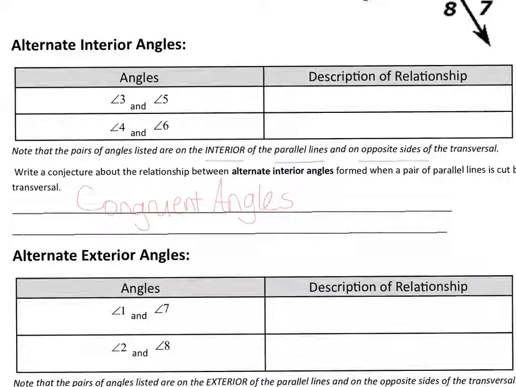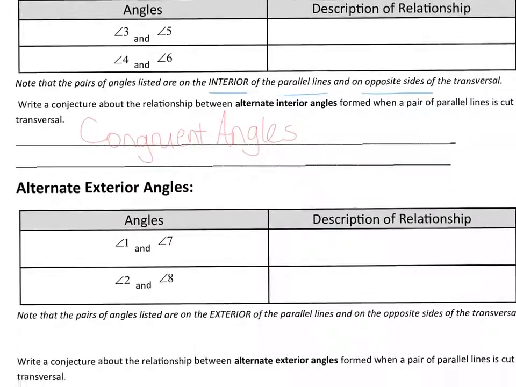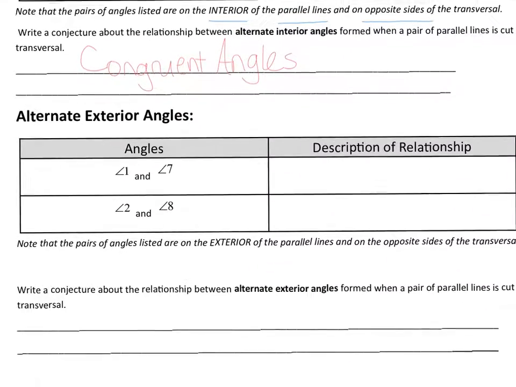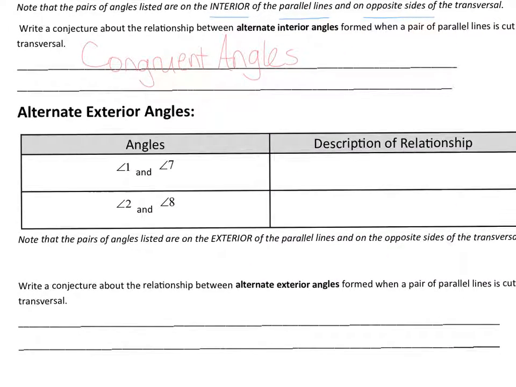When you come to alternate exterior angles, place 1 on top of 7. Or place 2 on top of 8. Or you could put 8 on top of 2 or 7 on top of 1. What do you notice? Well, hopefully you notice that these are also congruent angles.